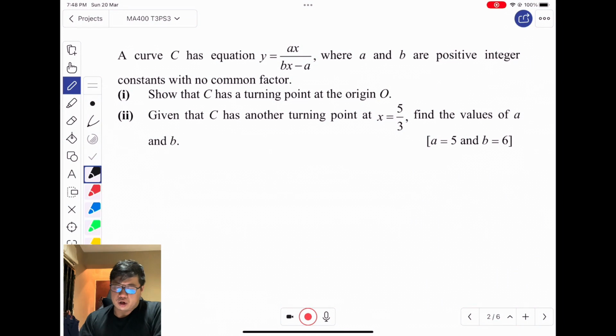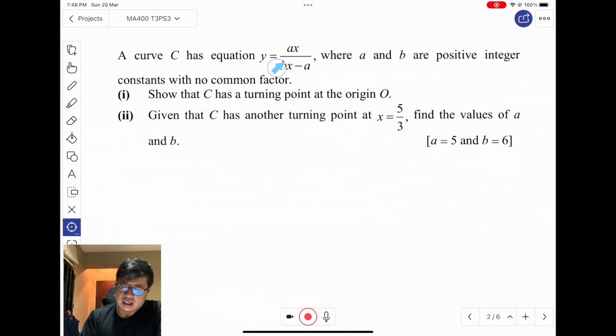Okay, so for this question, the curve C has an equation y equals ax over bx minus a, where a and b are positive integer constants with no common factor. Okay, show that C has a turning point at the origin O.